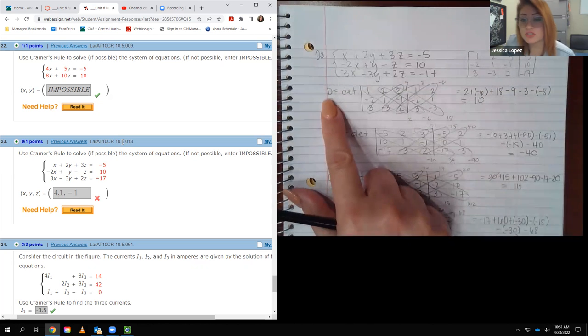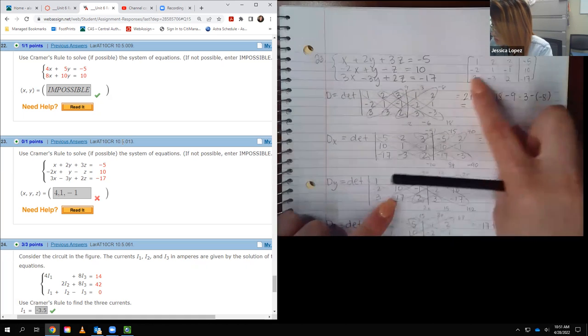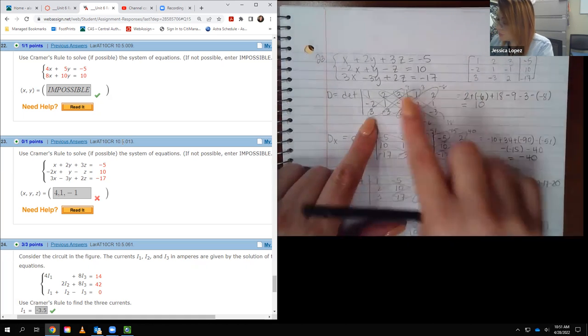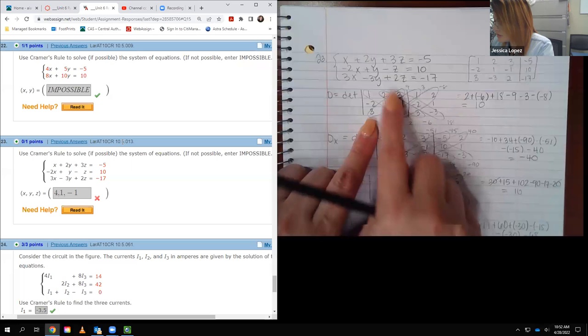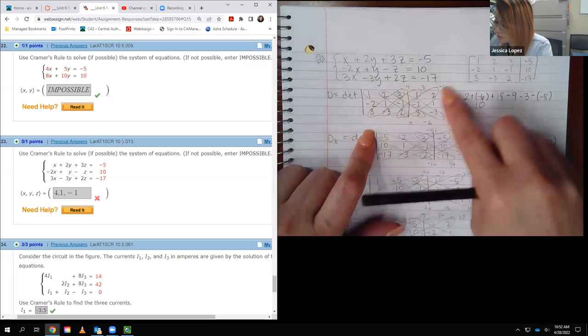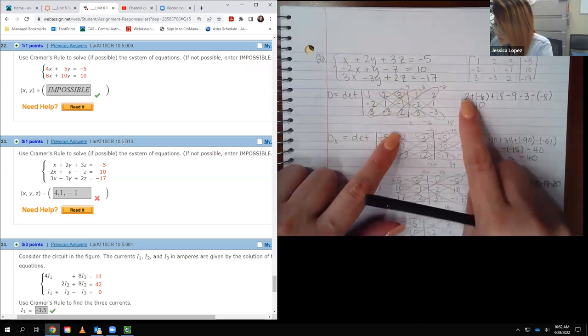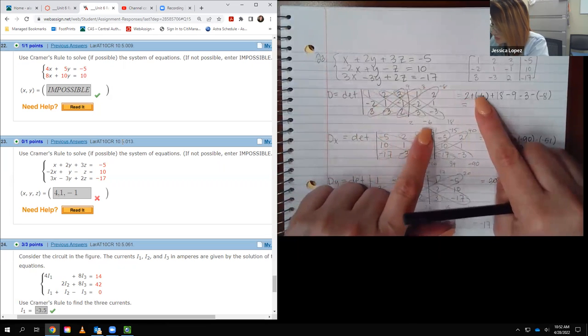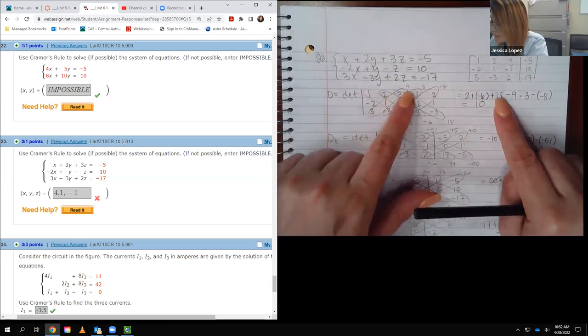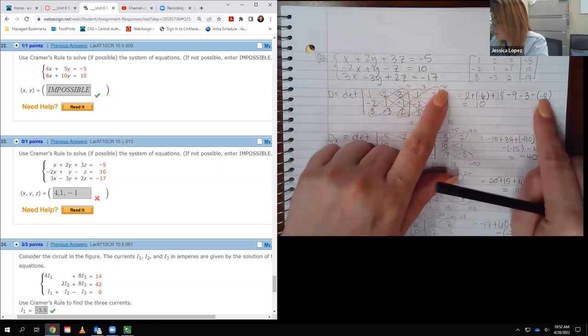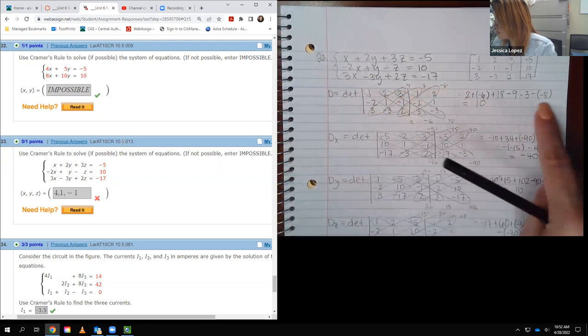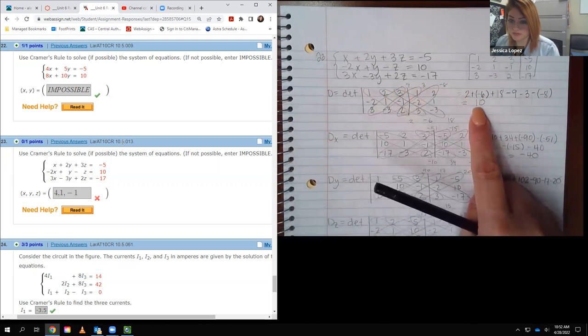So for D, it's just the coefficients. So it's just this part. And then I rewrote the first two columns, did all the downwards, did all the upward products. And then these stay the same side. So this plus this plus this, and then minus the upper, minus the upper, minus the upper. And so after all of those computations, I ended up with 10.